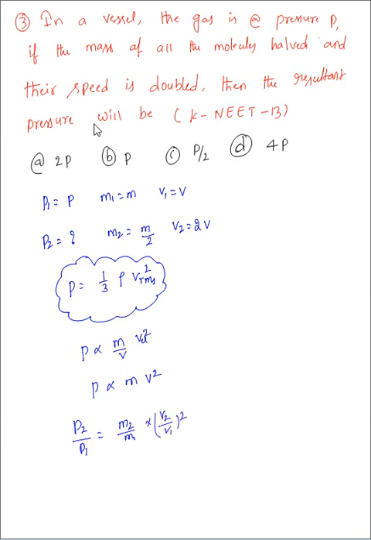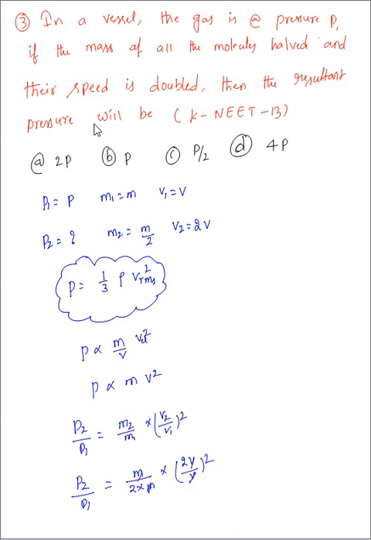Therefore P2 by P1 can be written as M2 value, how much did they give in the question? M by 2. And M value, how much did they give? M. V2 value, how much did they give? 2V. Initial value, how much did we take? V whole square. We got it. This will get cancelled, this will get cancelled.